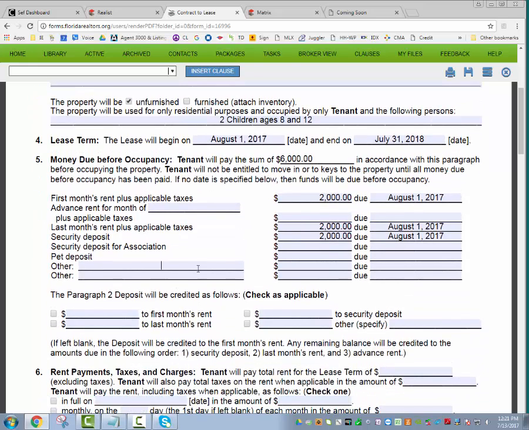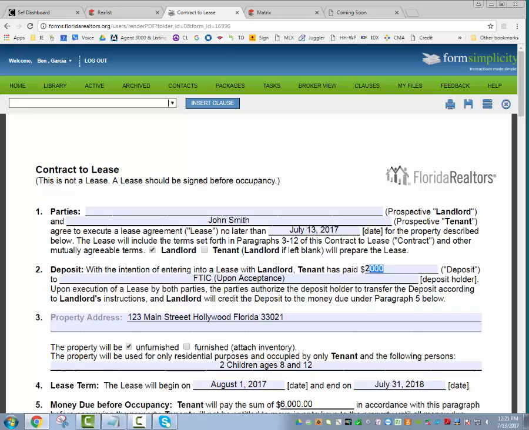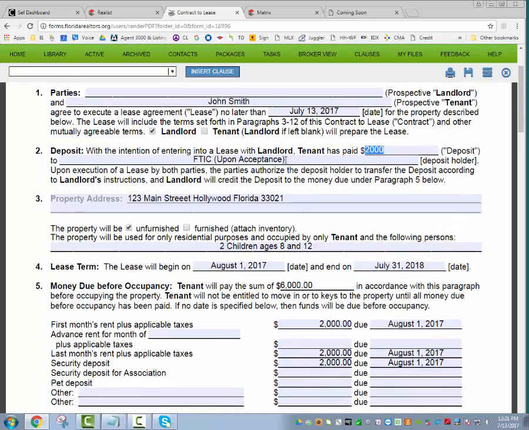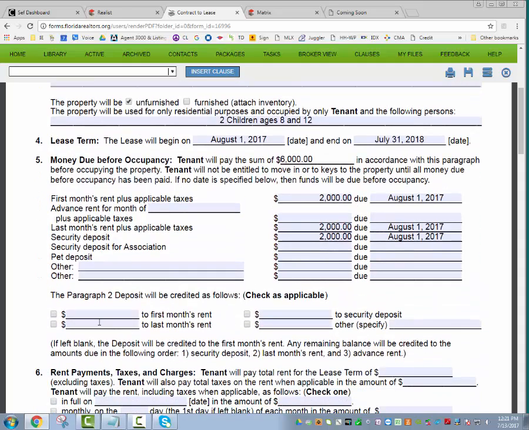Okay, now this spot says paragraph 2 deposit will be credited as follows. That's this good faith deposit. It is not the security deposit. This is paragraph 2. So what are you going to do with that $2,000? You can put it towards first month or towards last month, whatever you like. Okay, so we're going to put it towards first month.